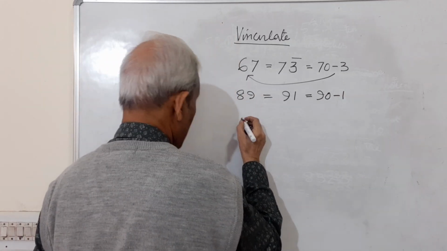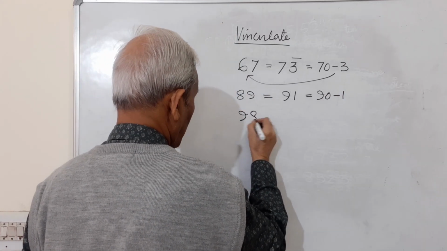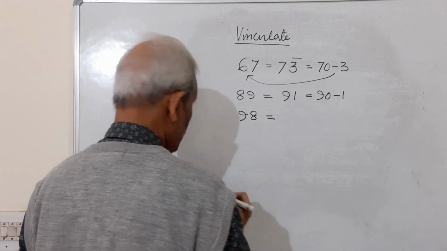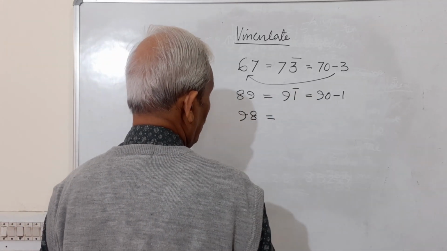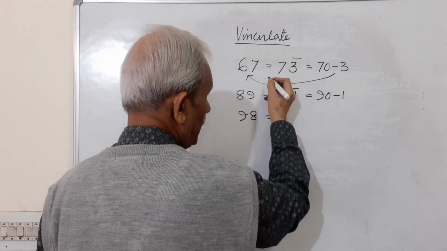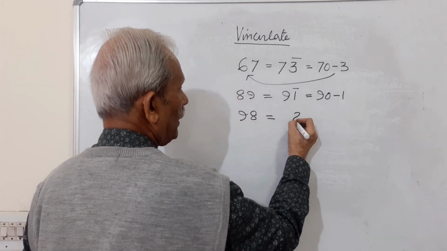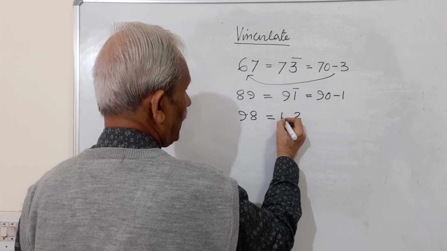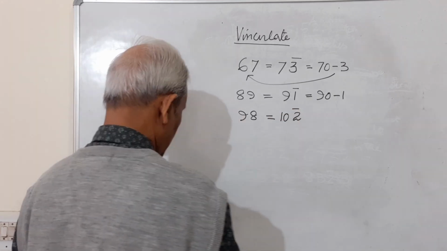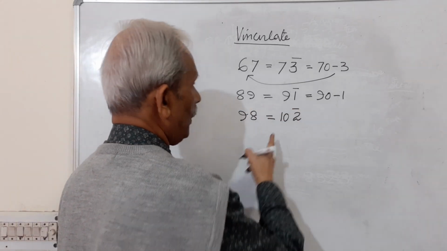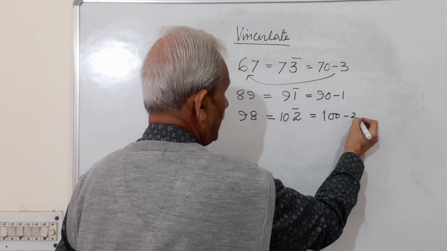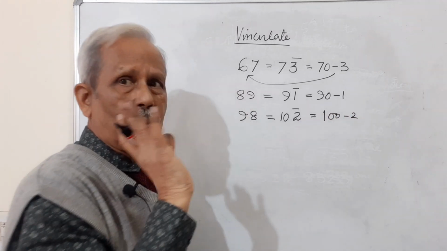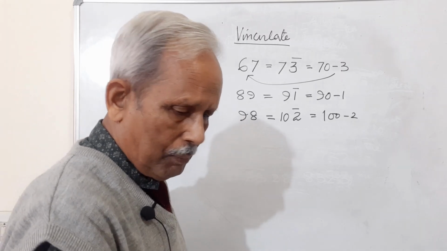And the last example is 98. Here, 10 minus 8 is 2, and increase this 9 by 1, make it 10, so the number is 102 bar. And indeed you will see that 100 minus 2 is 98, right? So that is what we have done for vinculating a number.